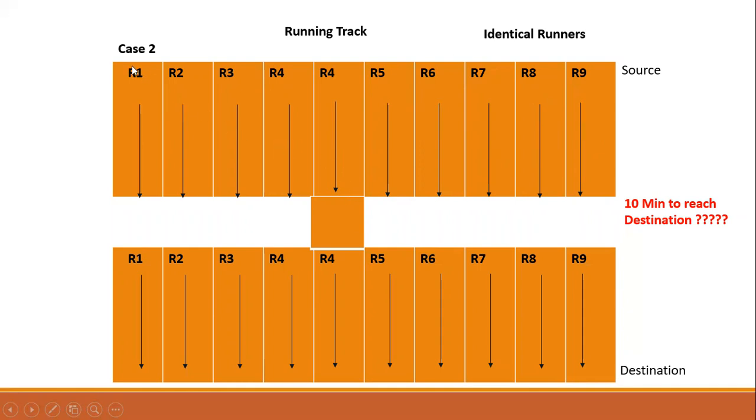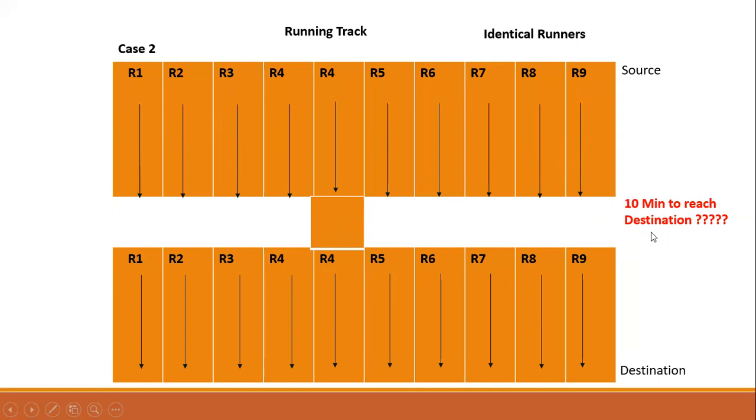Whichever runner reaches first here can get into this tunnel, finish this portion, and go to his own track. For example, runner one comes here, gets into the tunnel, and after this goes to his track again. The same for runner two, runner three, runner four, and the other runners. So in this case, do we think these runners can run from source to destination in 10 minutes?